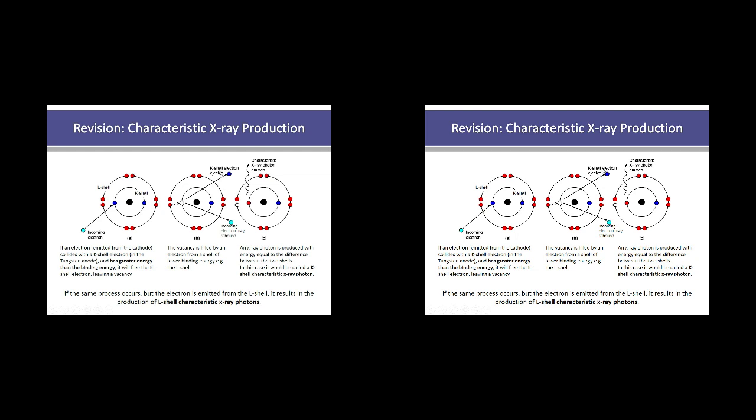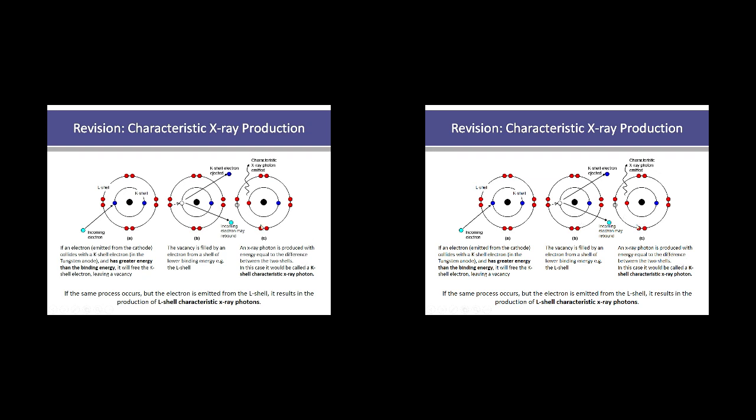So that K-shell electron is ejected then. What happens is that an electron from a shell further out, so one of lower binding energy, like the L shell, will drop in to fill that vacancy then. We get an energy difference between those two shells, and that energy difference then is emitted in the form of a characteristic X-ray photon then. So that's produced with energy equal to the difference between the two shells.